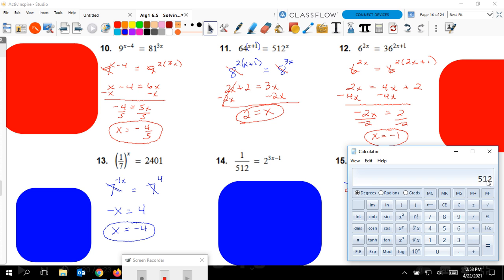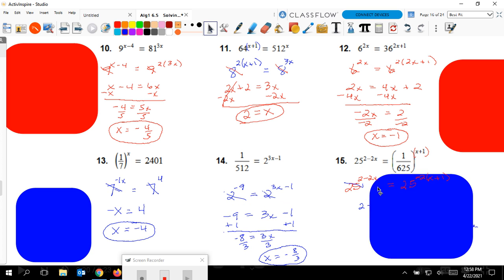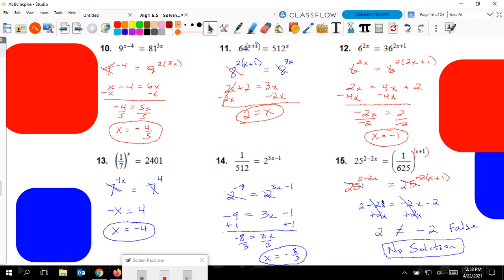So 2 to the 9th power is 512, but it's going to have to be a negative exponent. So 2 to a negative 9 power would be the fraction of 1 over 512. And so now we already have a base of 2, and so we can cancel out the common bases there, and the negative 9 is equal to the 3x minus 1. And I'll just show you the rest of this one here. Let's move this all the way off. So I'm going to add 1 to both sides. That gives me negative 8. Divide by 3, so my answer is negative 8 over 3. Negative 8/3 would be the best answer to say for that one.